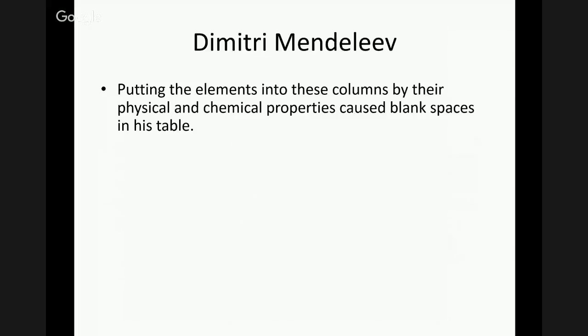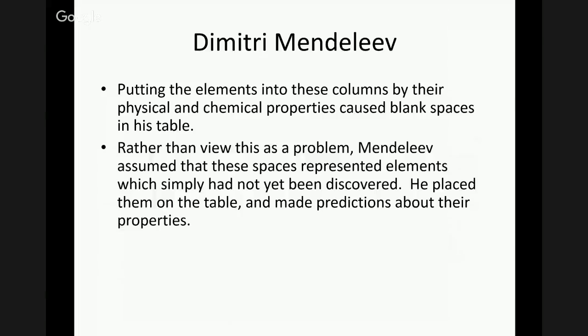But when he did this, he found that there were blank spaces, where he said, oh, if I put all of these in columns based on their properties and in rows based on their mass, I end up with blank spaces. But rather than view this as a problem, Mendeleev, and I love the arrogance of this, to me, there's such a brilliant mind that says, there's a gap in this table, and I don't think it's that I'm wrong. I think it's that we just haven't found an element yet. And that's what he assumes. He assumes that those spaces must just be elements that haven't been discovered yet. So he put them on the table anyway.